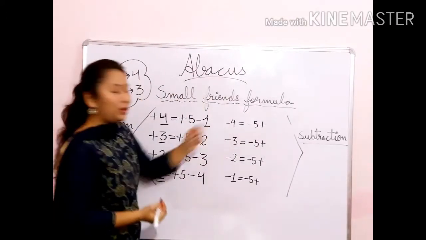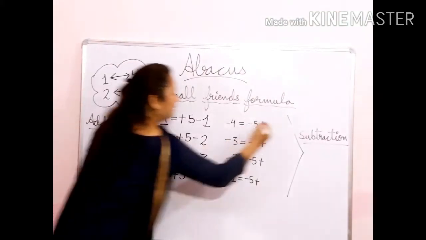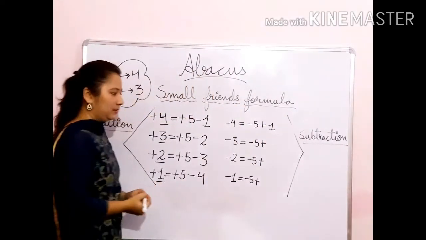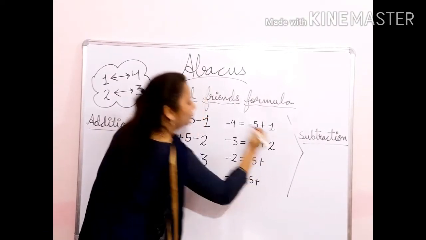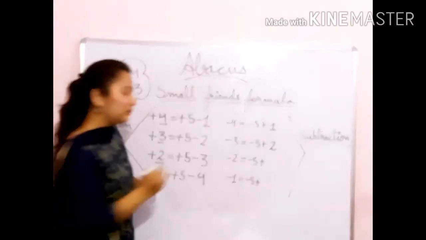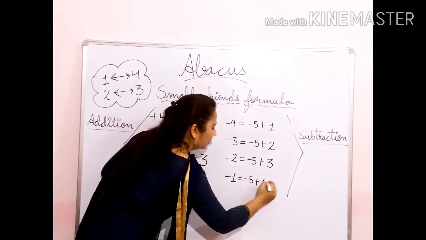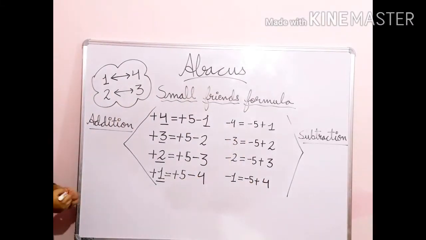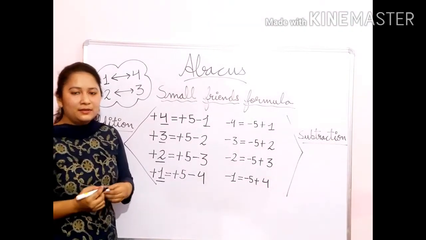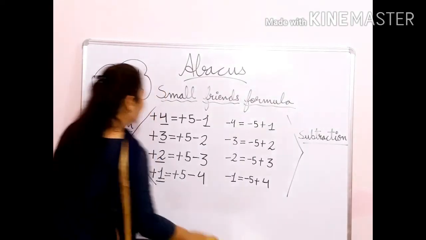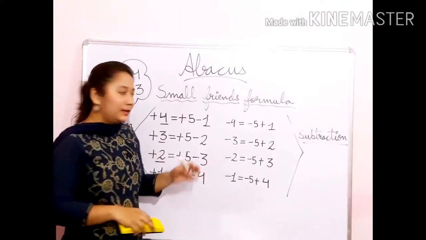Now, with 4. 4 is the friend of 1. Yes, very good. So, 1. 3 will be the friend of? Yes, 2. 2 is the friend of? 3. And 1 is the friend of? 4. See how easily I have made these formulas. So students, you can also make them by yourself and it's very easy.